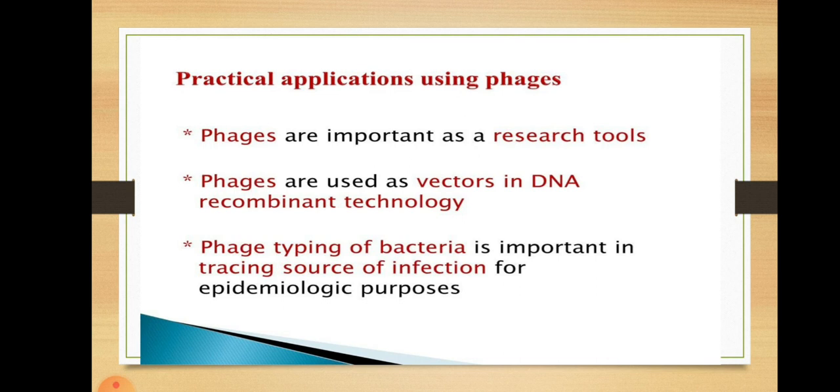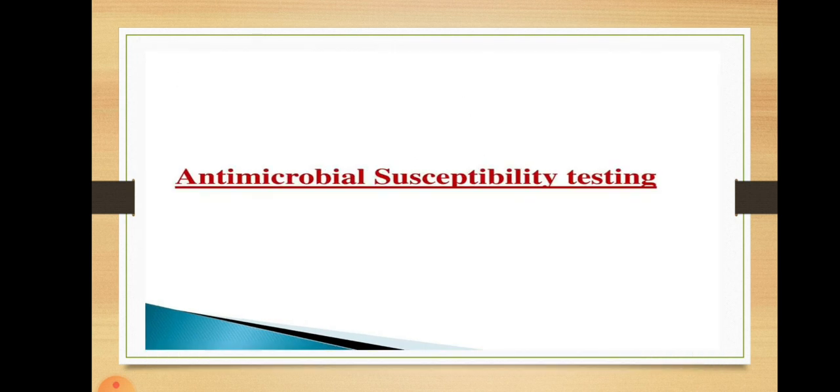Practical applications using phages are important as research tools. They are used as vectors in DNA recombination technology. Phage typing of bacteria is important in tracing sources of infection or for epidemiological purposes.